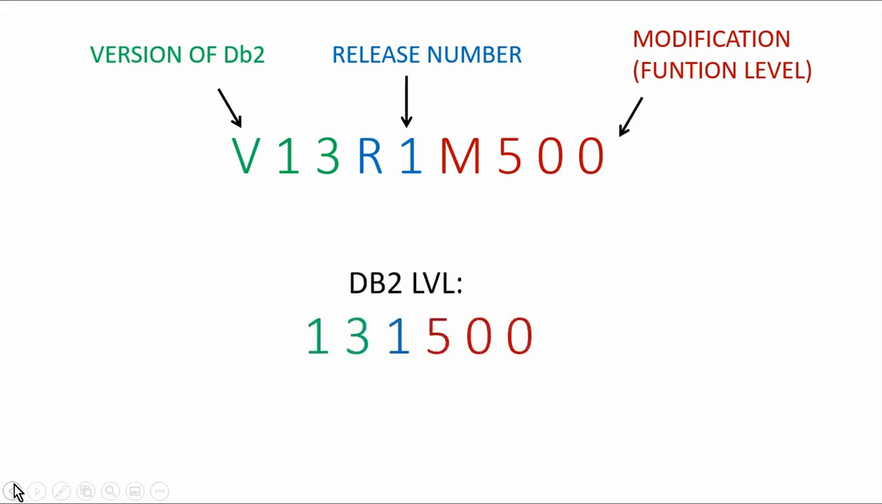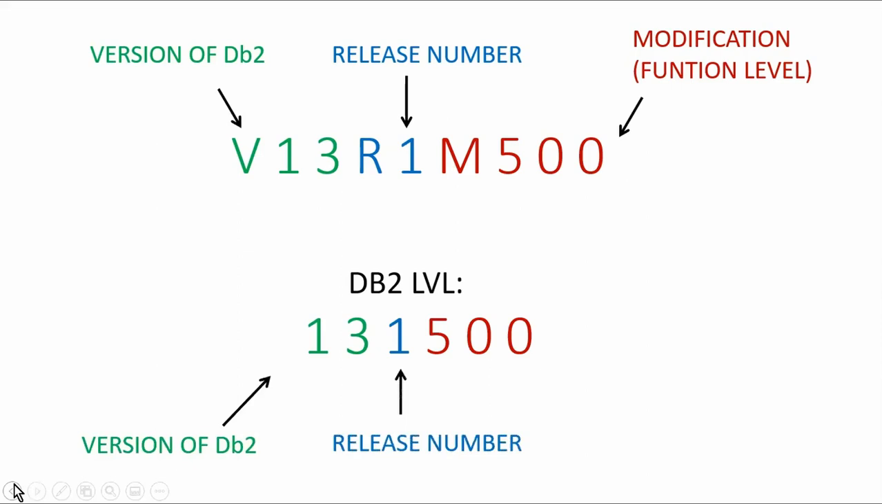The Db2 level or code level, which you can see in a display group, for example, is an abridgment, right? It's a more concise way of saying the same thing. We'll see later in a display group command, there's a little space for the Db2 level, and it only has 6 characters. So we're going to take the digits from V13 R1M500 and give you 131500, and that says that your Db2 level is at the level of maintenance to support function level 500. So again, version, release, and modification or function level.